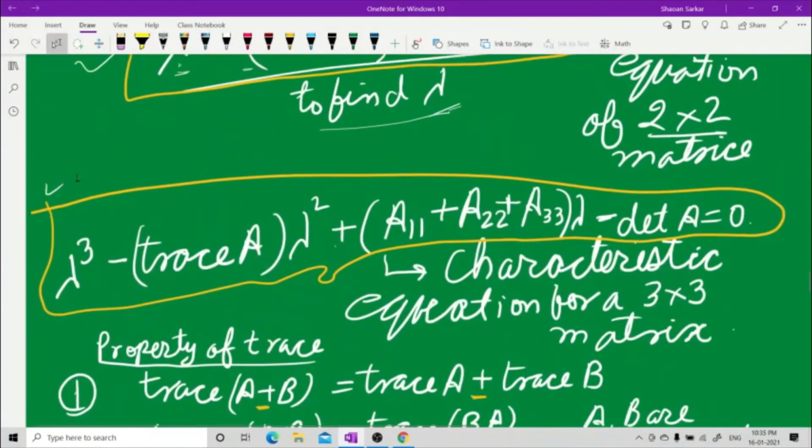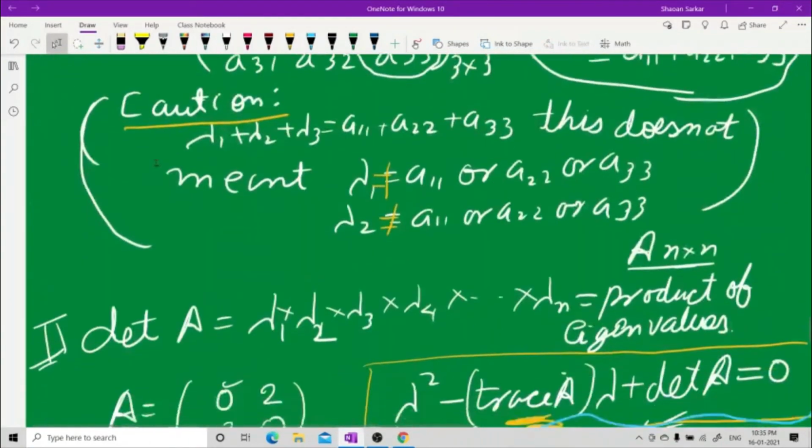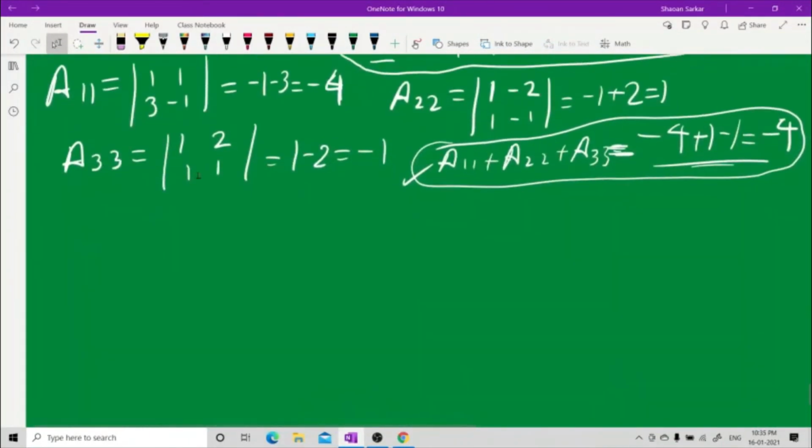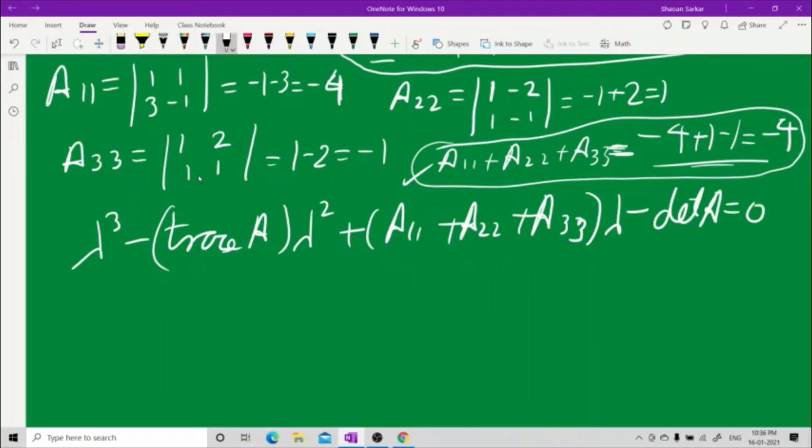In this equation, I'm going to do one thing. I'm going to rewrite that equation down and then solve this problem. Now let's write down for 3 cross 3: lambda cube minus trace A lambda square plus A11 plus A22 plus A33, and this is nothing but lambda minus determinant A equal to 0. Lambda cube, I found trace as 1, so this is minus 1 into lambda square.